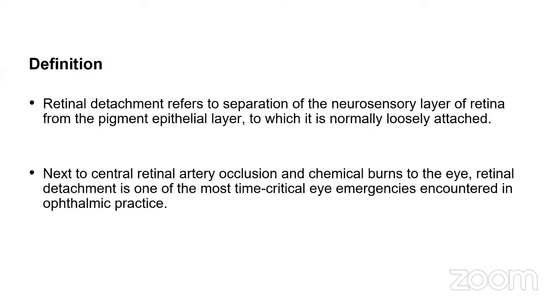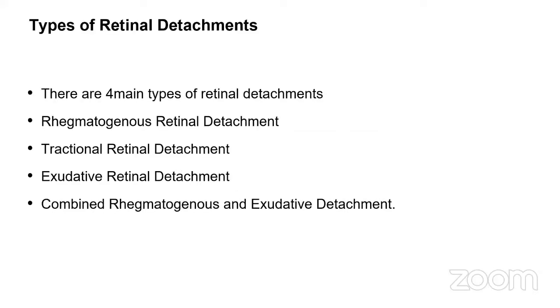So, retinal detachment refers to separation of neurosensory layer of retina from pigment epithelial layer to which it is normally loosely attached. Next to CRAO and chemical burns to the eye, retinal detachment is one of the most critical eye emergencies which are encountered in ophthalmic practice. So there are four main types of retinal detachments. Those are rhegmatogenous retinal detachment, tractional retinal detachment, exudative and combined rhegmatogenous and exudative detachment.